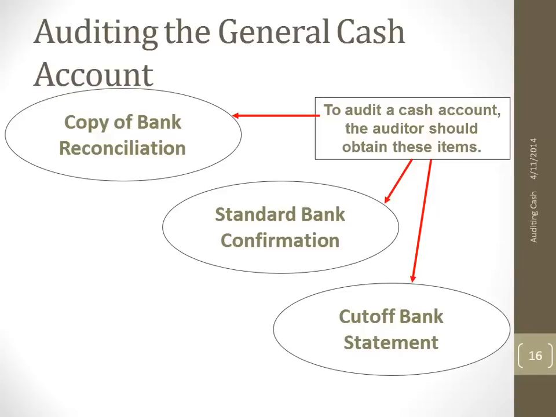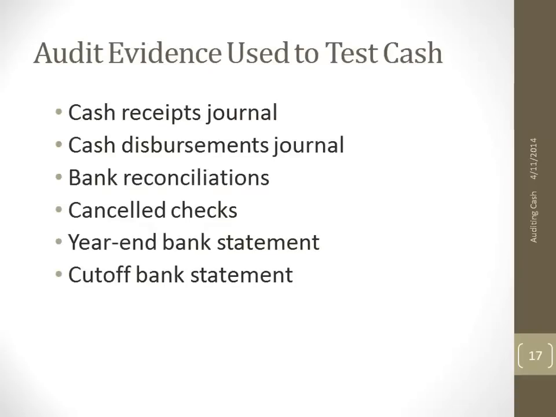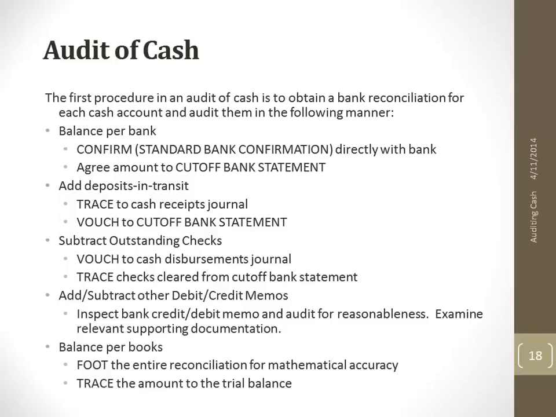So an auditor is going to request a standard bank confirmation, and they're also going to request a cutoff bank statement from the bank. And that's basically how they audit the cash balance. Other evidence they use to test cash, as we went through, includes the cash receipts journal, cash disbursements journal, and bank reconciliations. They're going to look at canceled checks, year-end bank statements, and, as I said, the bank cutoff statement.